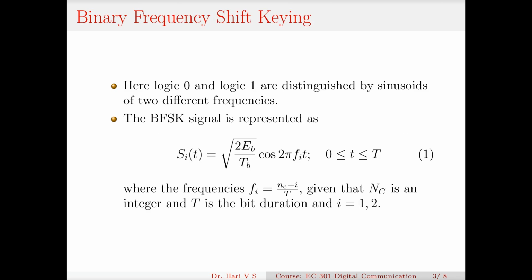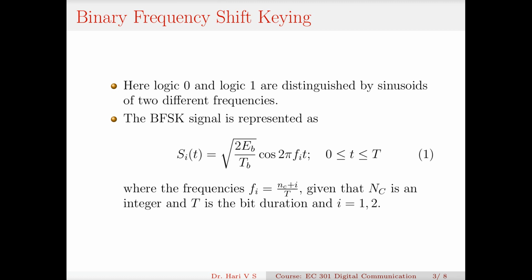Here in BFSK, when logic 0 arrives, we transmit a sinusoid at, say, frequency f1, and for logic 1 we transmit another frequency, say f2. If these f1 and f2 are harmonics, then you can achieve almost a continuous phase BFSK.